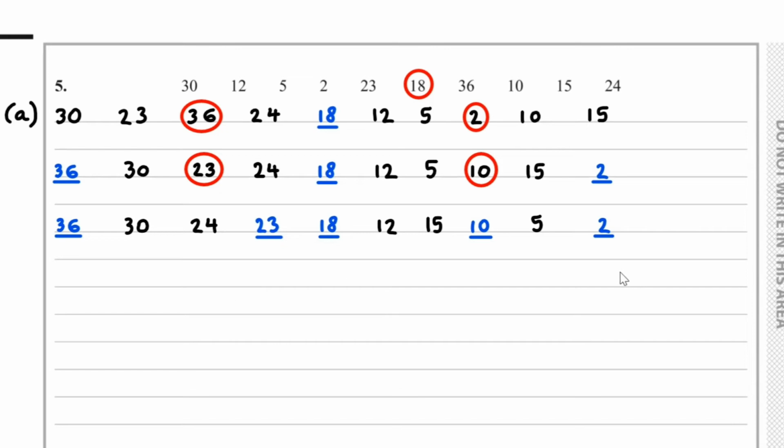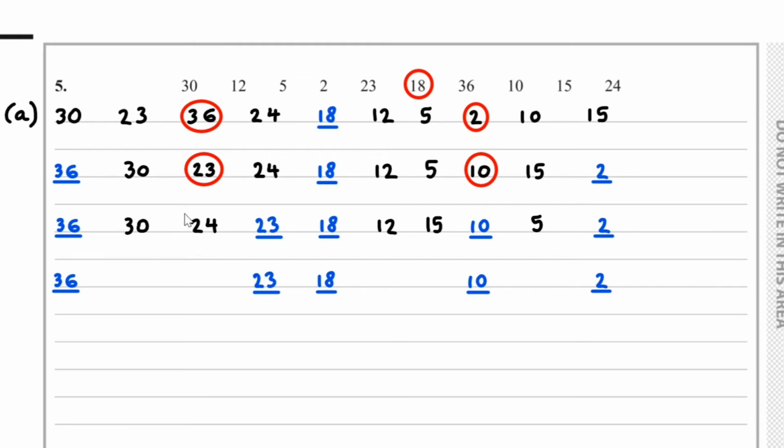So this is the third pass complete. Now for the next pass, the 36, the 23, the 18, the 10 and the 2 are not going to change. We've already used them as pivots. We've got a sublist here, here, and this 5, although it's in between two pivots, there's nothing to compare it with. So we don't need to do anything with this 5.